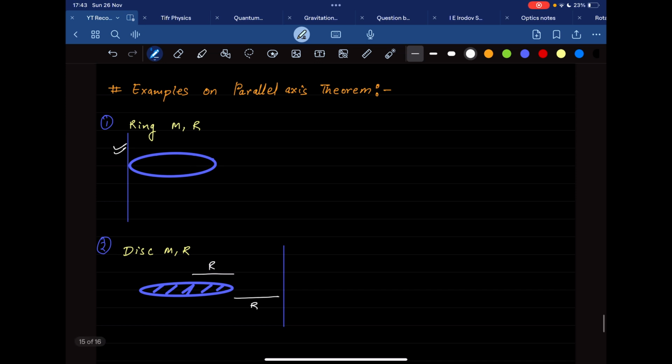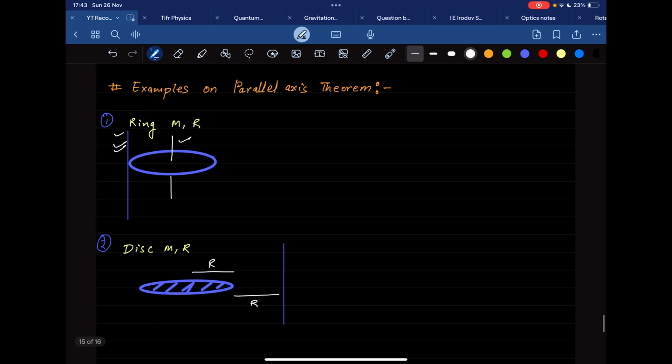Now I know the moment of inertia of the ring about its center, and for a uniform ring, this center is the center of mass itself. This axis and this axis are both parallel. The perpendicular distance between these two axes is D equals R. The mass of this ring is m, so I about this axis, let's call it the z dash axis, is I center of mass plus MD square.